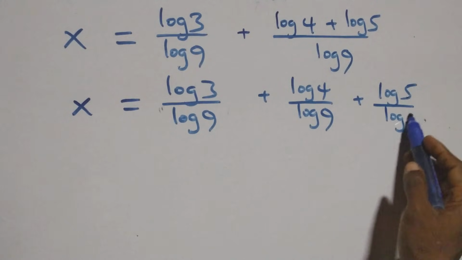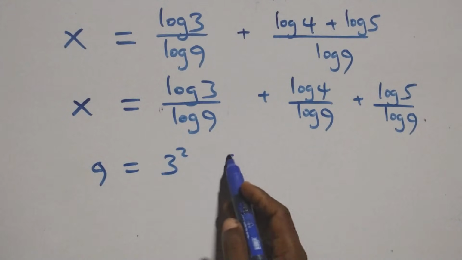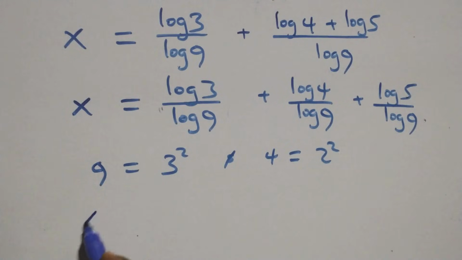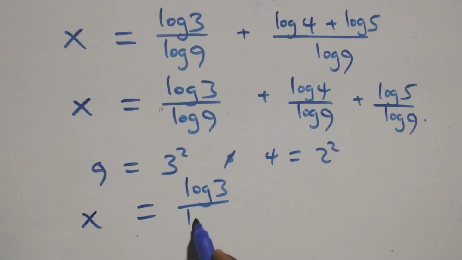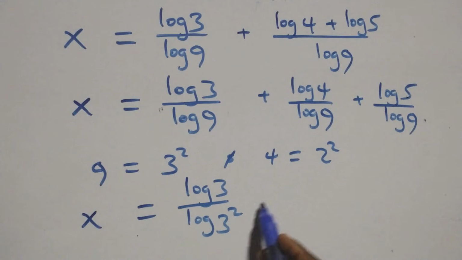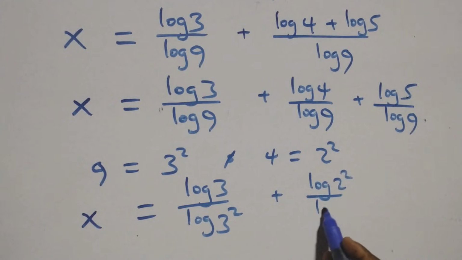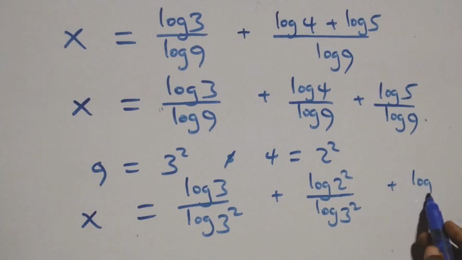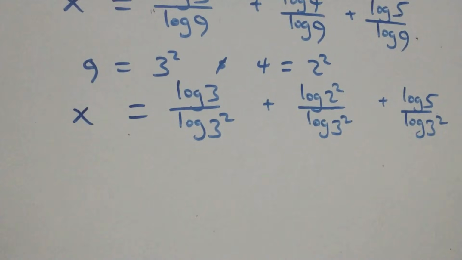over log 9. The next step here, we can write 9 as 3 times 3, that's 3 square. And also 4 as 2 times 2, which is 2 square. And what we have becomes x equals to log 3 over log 3 squared plus log 2 squared over log 3 squared plus log 5 over log 3 squared. That is, here we apply the power of logarithm.